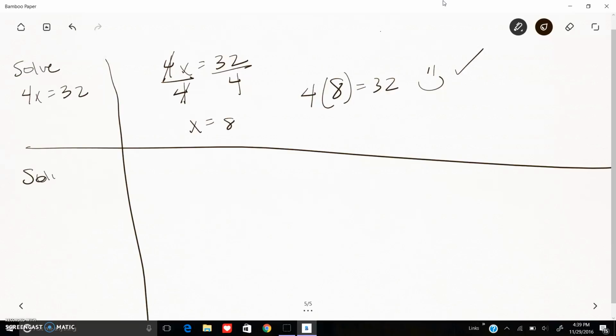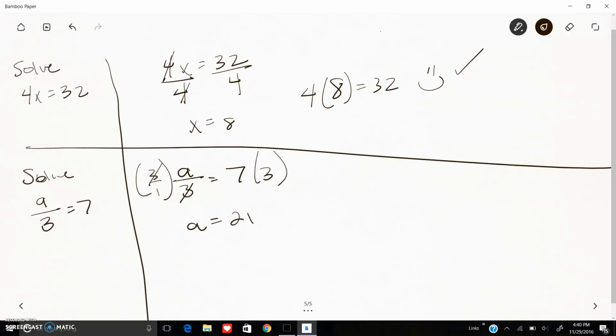Last one. Solve a over 3 equals 7. This should look familiar to you. Here we have a division problem, so I have to do the opposite, which is multiplying by 3. That crosses out each other and isolates the variable. We multiply 7 times 3 on the other side, and we get 21. Plug it back in. 21 divided by 3 is 7. Yes, ma'am, it is. Okay, have a good night, and I will see you tomorrow morning.